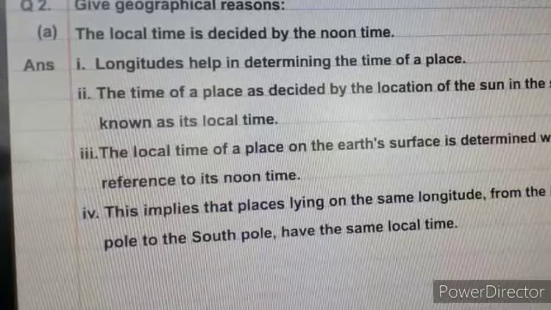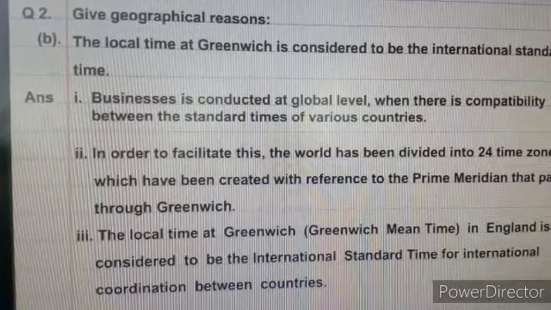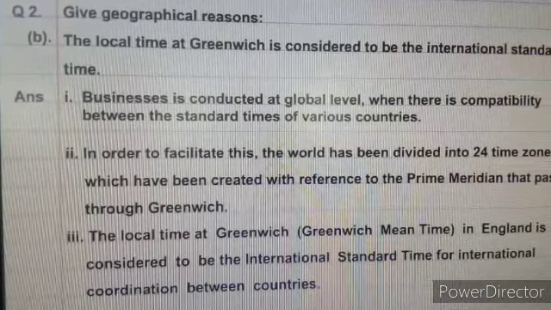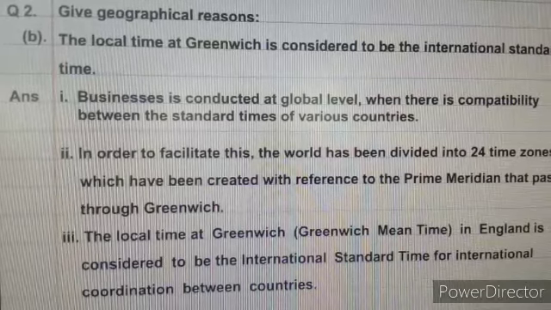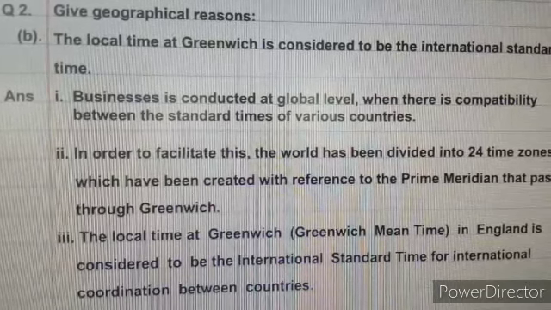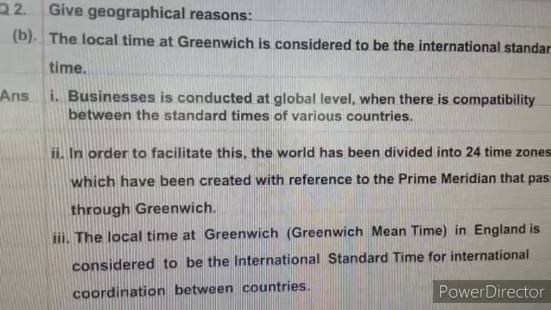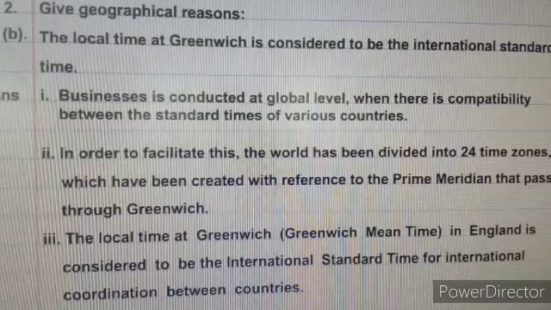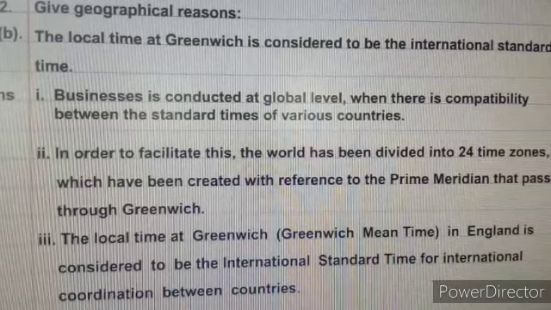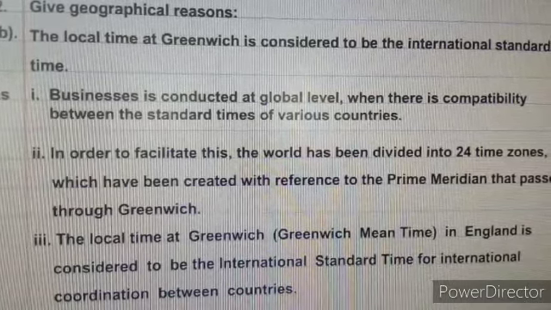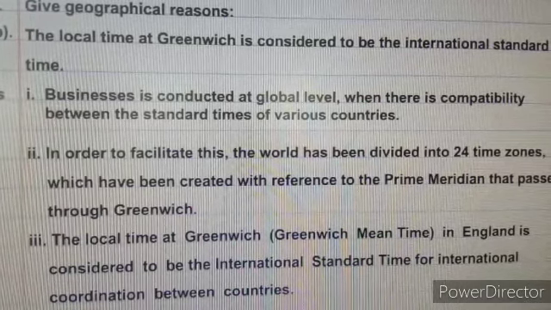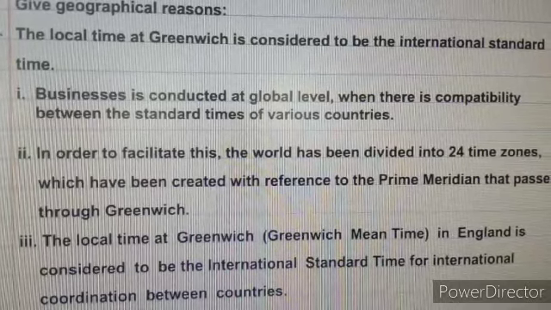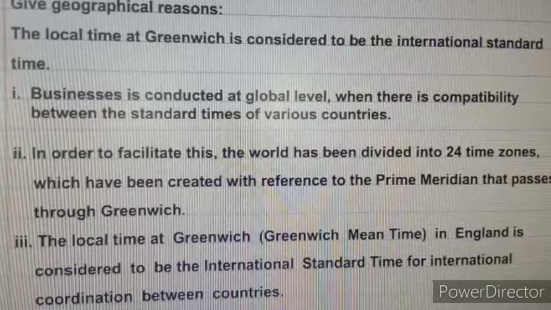B. The local time at Greenwich is considered to be the International Standard Time. Answer. First point, business is conducted at global level when there is compatibility between the standard times of various countries. Second point, in order to facilitate this, the world has been divided into 24 time zones, which have been created with reference to the prime meridian that passes through Greenwich.